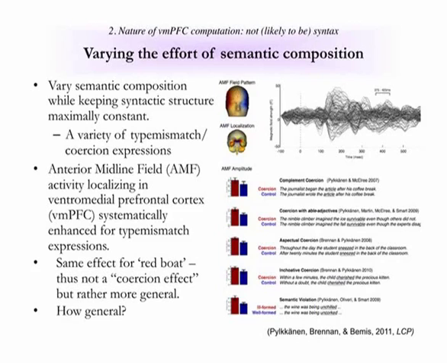And so from these experiments, we saw that the ventromedial effect, which we labeled the anterior midline field in the sensor data, was systematically enhanced for these type mismatch expressions. But later on, we found out that we get exactly the same effect for these red boat stimuli. So this effect is not limited to these kind of exotic type mismatch configurations, but rather it seems to be more general, which is one reason I'm not going to focus on it here. And so now the question is, how general is it? It's very general so far.